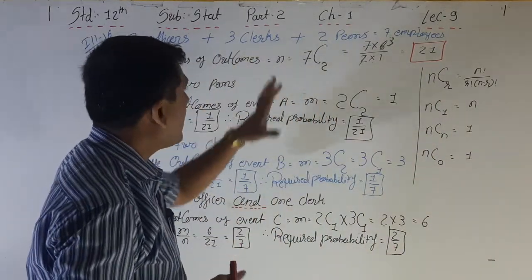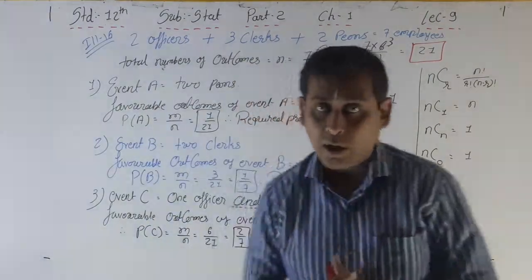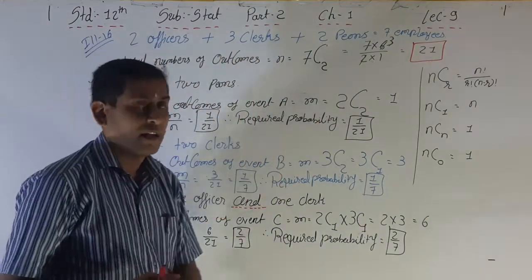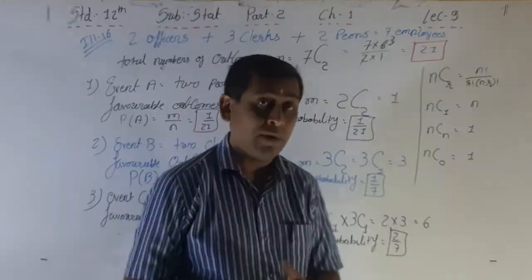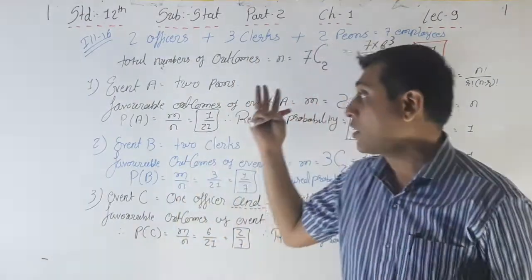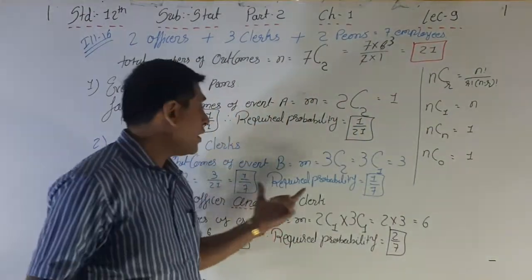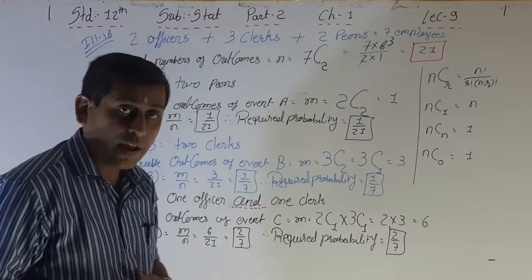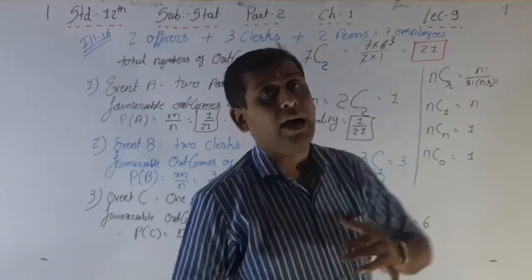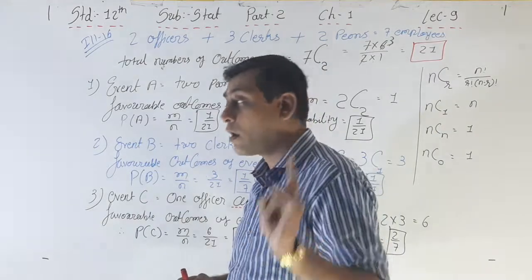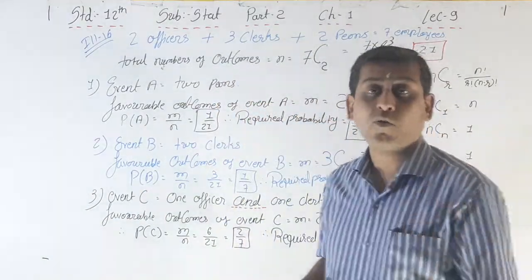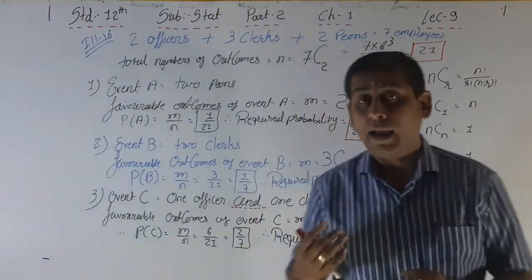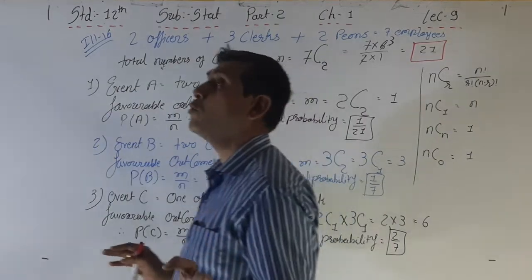Okay, so here 21 outcomes is first of all total outcomes. Then from that event A, 2 peons we have to select, and the required probability is 1 by 21. Then 2 clerks we have to select from 3 clerks, and the required probability is 1 by 7. And the last one they ask about 1 officer and 1 clerk. From that we have to select 1 officer from 2 officers, and 1 clerk from 3 clerks, and the required probability is 2 by 7.